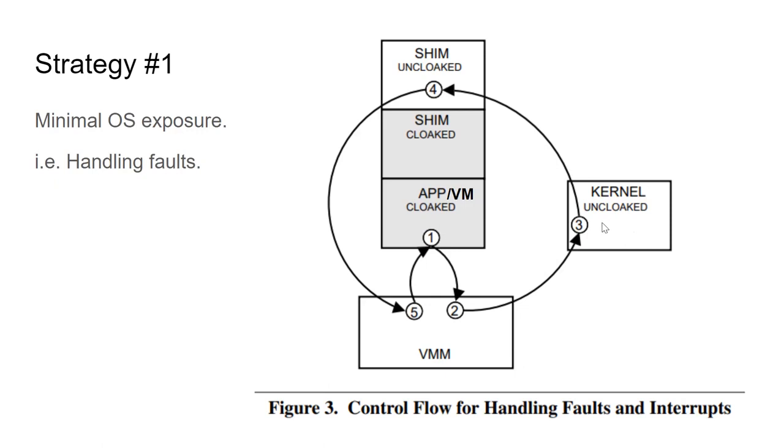The kernel handles a fault, returns to the shim, and the shim then hypercalls into the VMM again, and execution is resumed in the application. So this covers a secure control transfer. What about secure application identification? To identify an application, this is where replay attacks can come into play. I'll refer you to the paper for details.